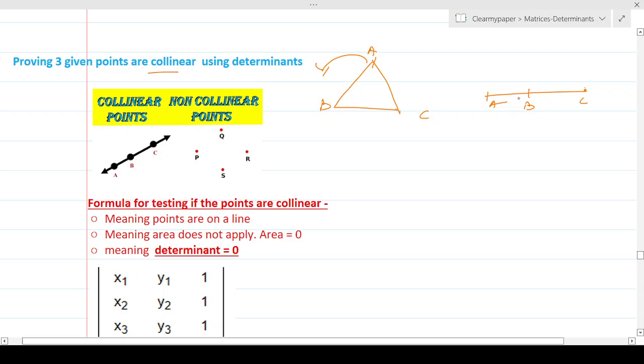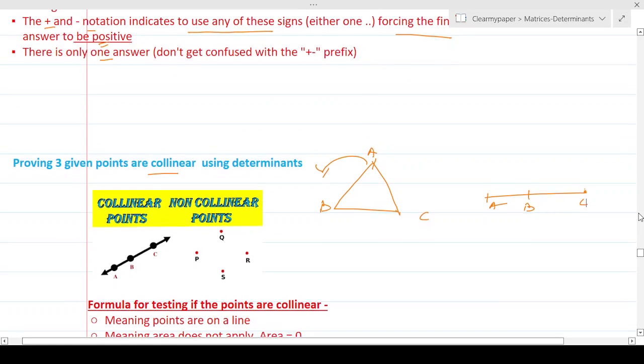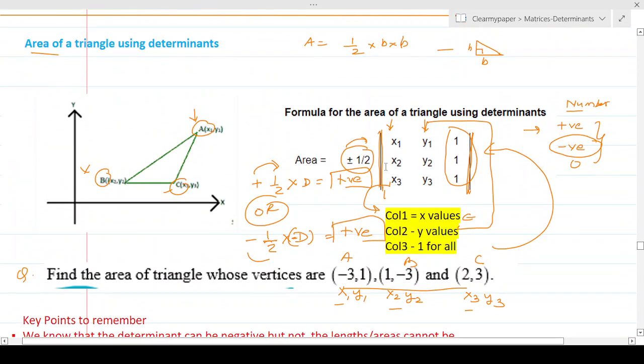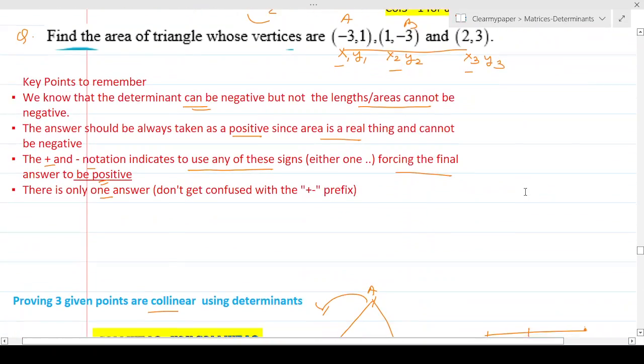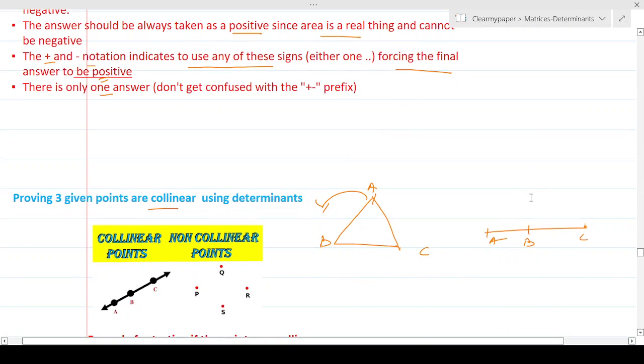So let's say we have to find whether the points are collinear, and we have to test it using determinants. What it means is, in case these 3 points given are not forming a triangle and they are in a straight line, then for the formula that we used earlier, we don't have to worry about the plus or minus half, because we are just trying to find whether the points are collinear or not. We don't have to really find whether the area exists or not. What we need to do is take the determinant of this, and based on its value, we'll know whether the points are collinear or not.